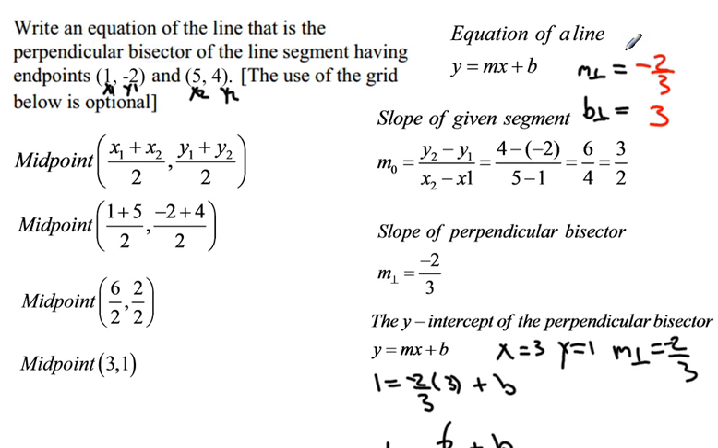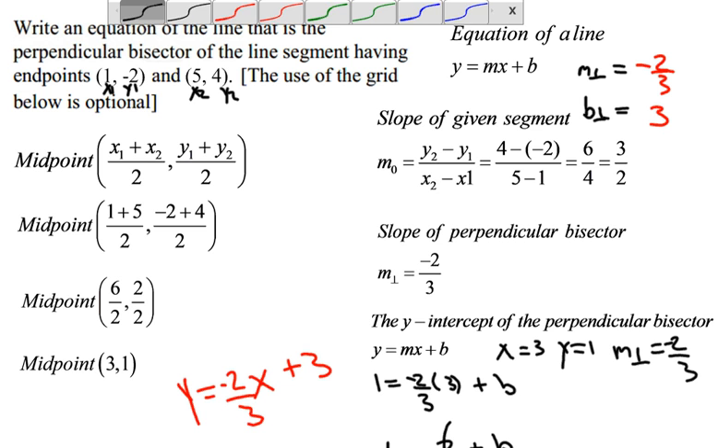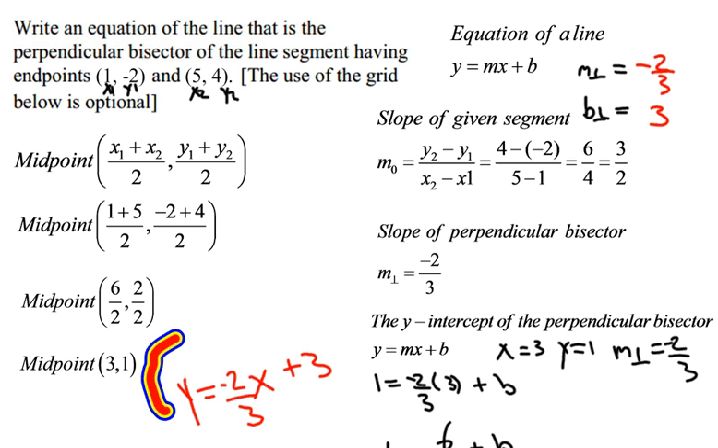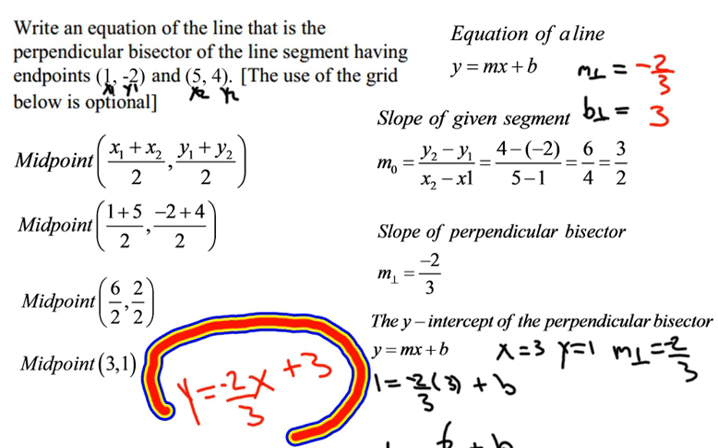It's 3. Now I could write the equation of it. So the equation of it is going to be y equals negative 2 over 3x plus 3. But you already knew that because we had done this already graphically. So let me just box my final answer.